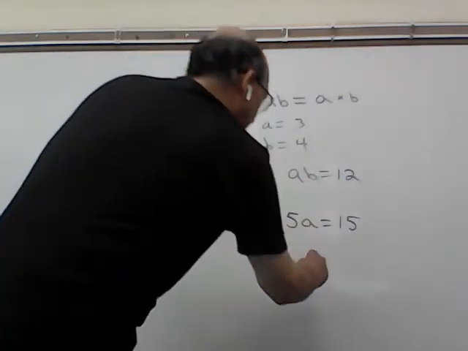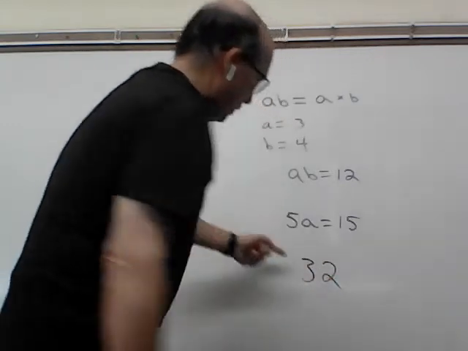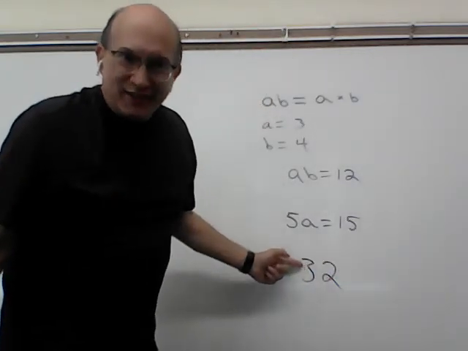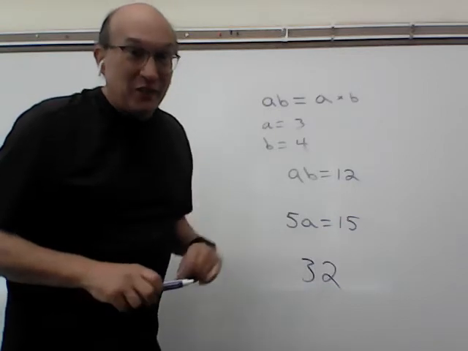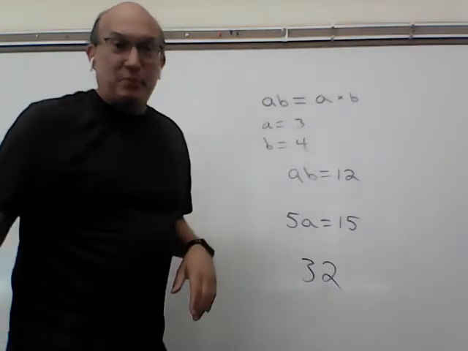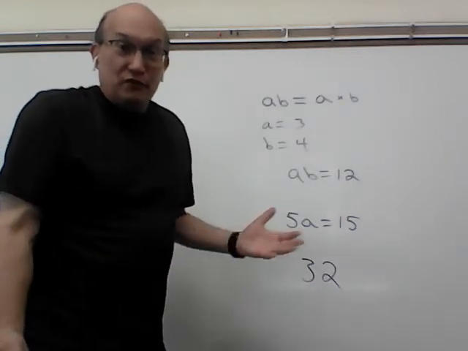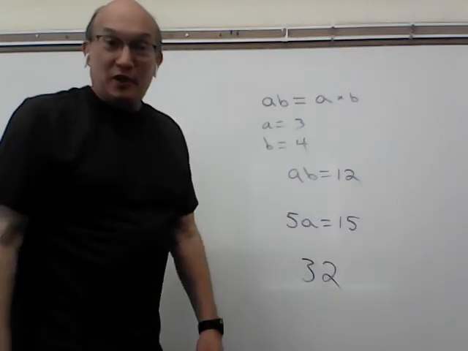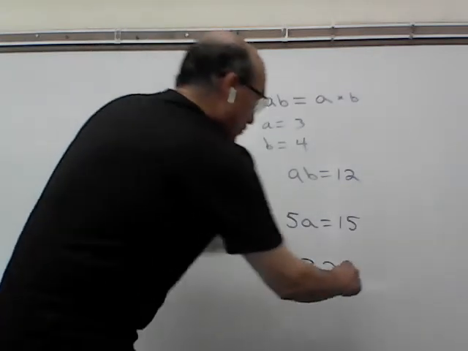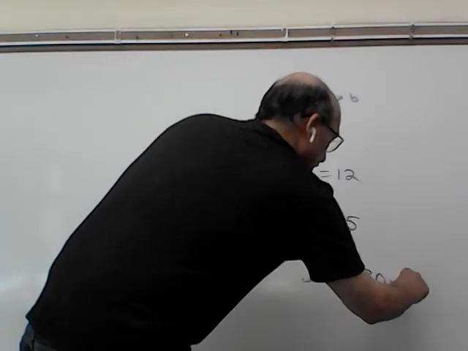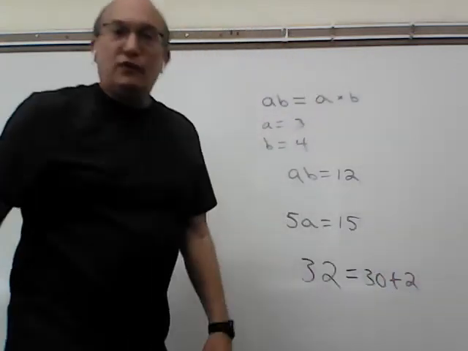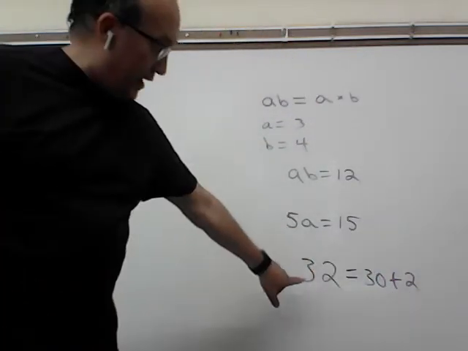And by the way, this is not 6. You don't have to worry, that's still 32. So that's sort of an exception to the rule of when two numbers are right next to each other, it means multiplication. 32 is actually 30 plus 2 if you think about the place value of this 3.